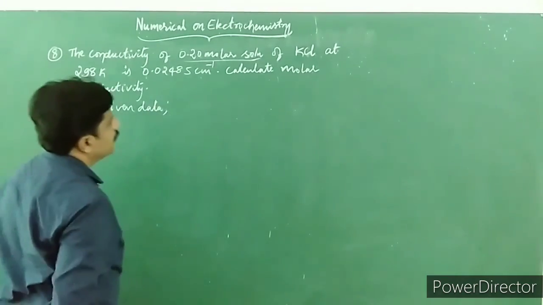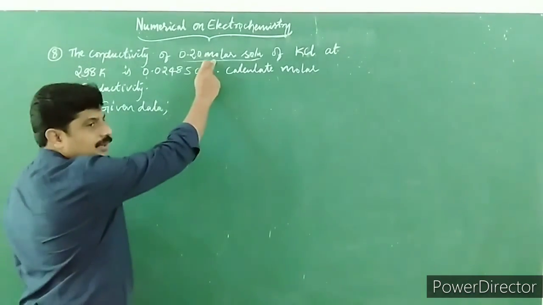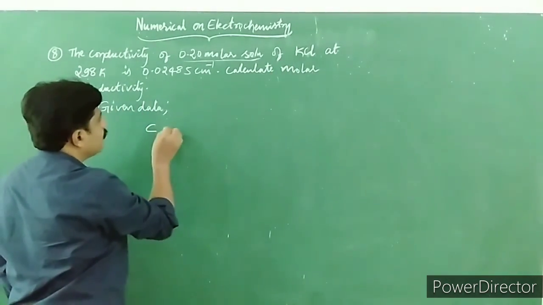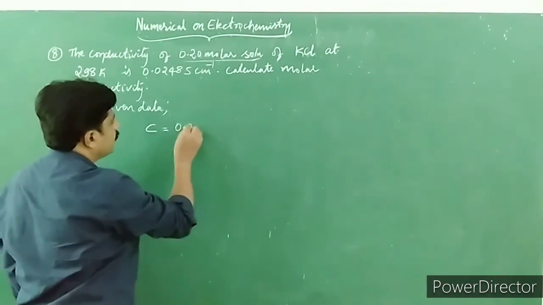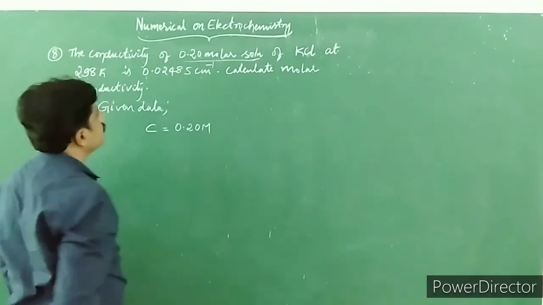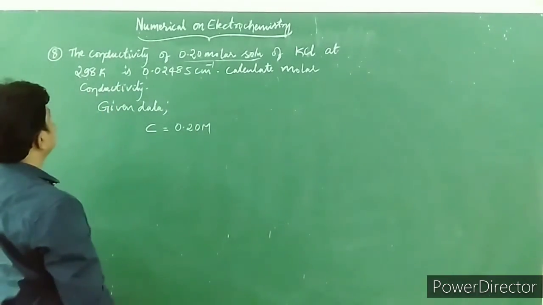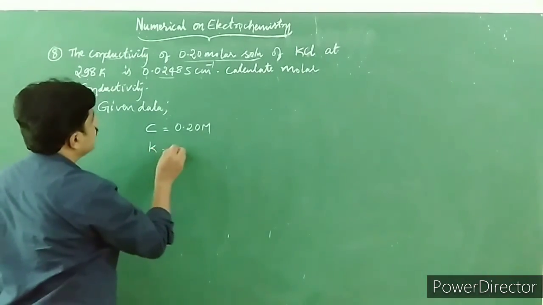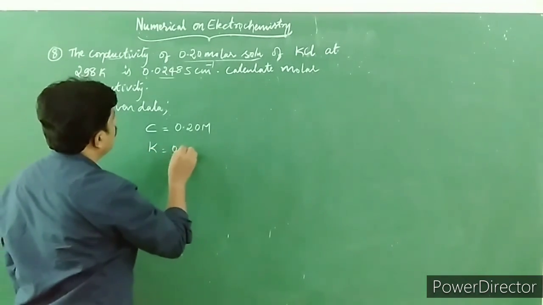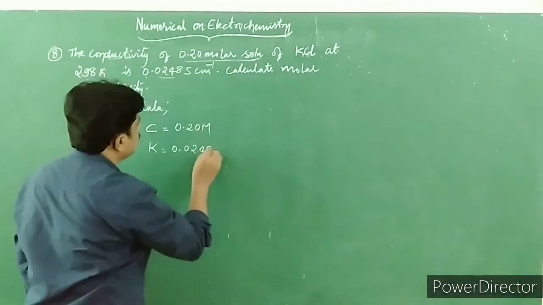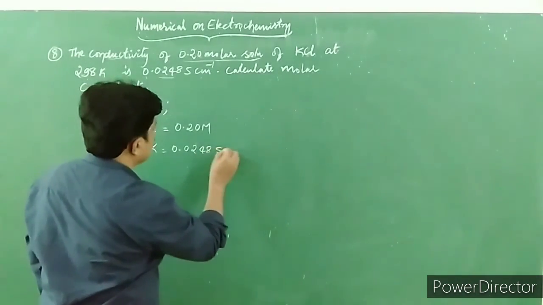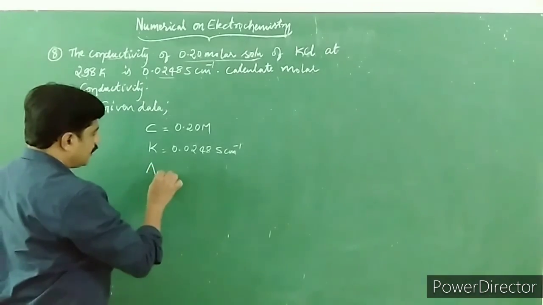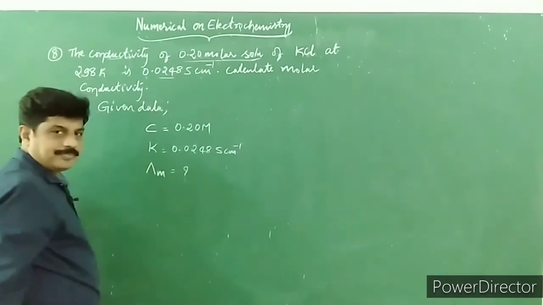Look here. Concentration of the potassium chloride solution is given, that is C is equal to how much? 0.20 molar. Then what else is given here? Conductivity is given, how much? Look here, K is given, K is equal to 0.0248 Siemens per centimeter. What are they asking? They are asking molar conductivity.